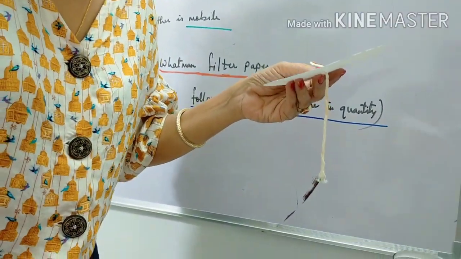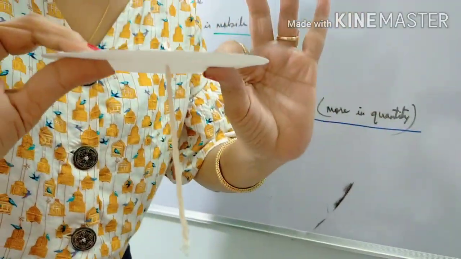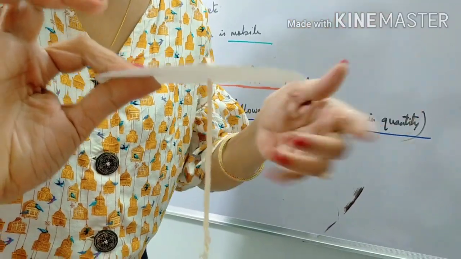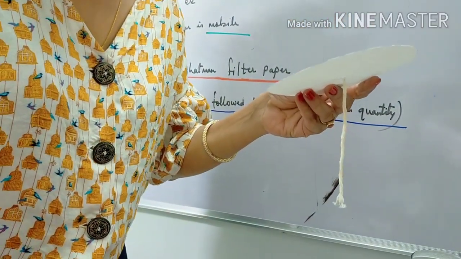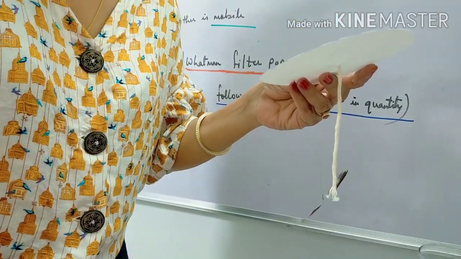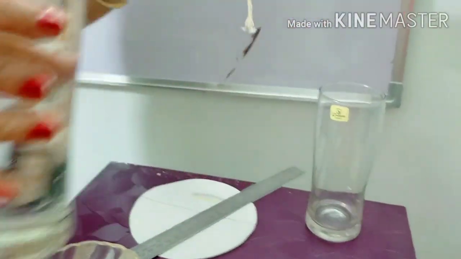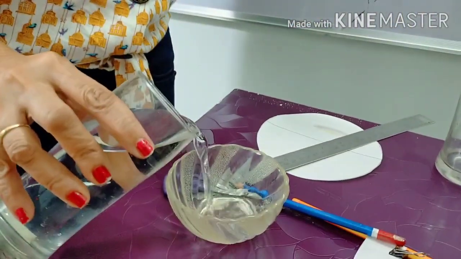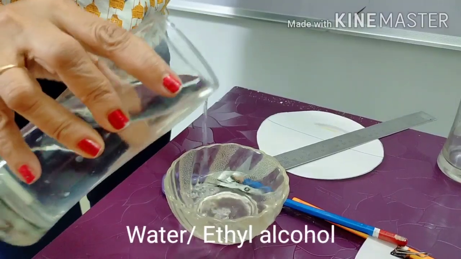Now we take our, so this is our stationary phase. This paper, Whatman filter paper, is a stationary phase, and then we take our solvent. We can take water or ethyl alcohol. Here I am taking water. When I was a student, I had taken ethyl alcohol. We fill it into this.